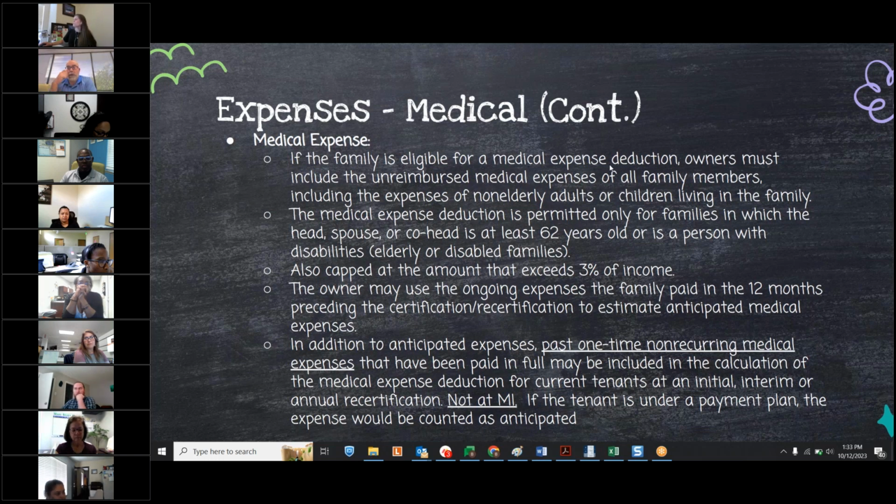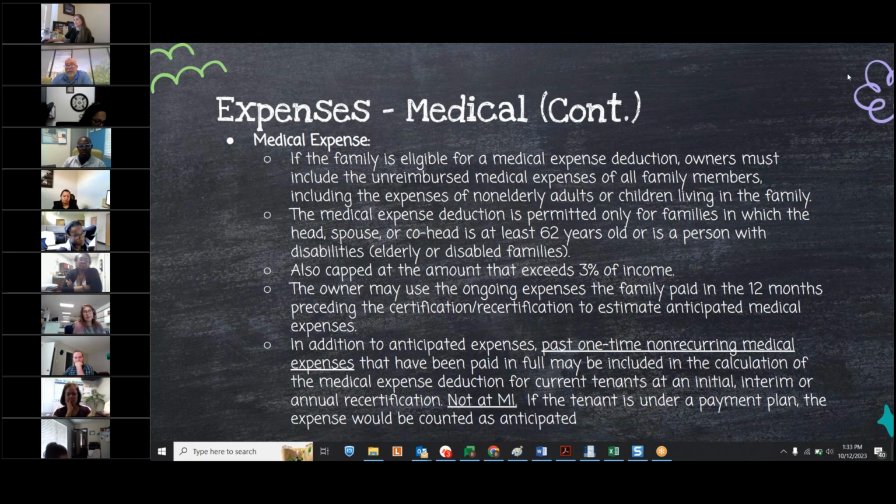Medical expense, though, to Payal's point, is dependent on the head, spouse, or co-head being elderly or disabled. So we must include the unreimbursed medical expenses of all family members, so not just the qualifying member, but all family members. And again, the medical expense deduction is permitted only for families in which head, spouse, or co-head is at least 62 or a person with disabilities. And it's the amount that exceeds 3% of income.